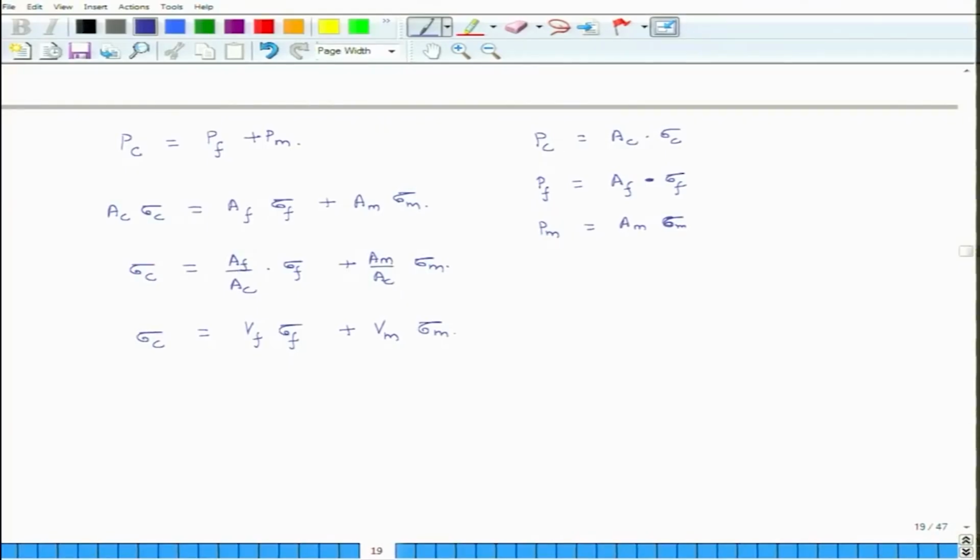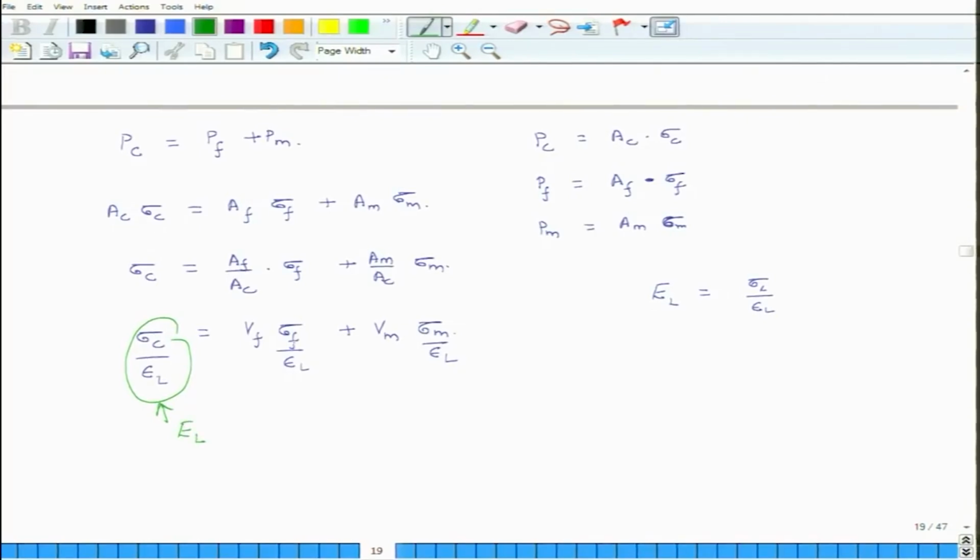Okay. So what was our goal? Our goal was to find the Young's modulus. Now Young's modulus of composite EL is equal to what? Stress in the composite in the length direction divided by strain in the length direction. So I divide this entire equation by epsilon. And what does this become? This becomes EL.